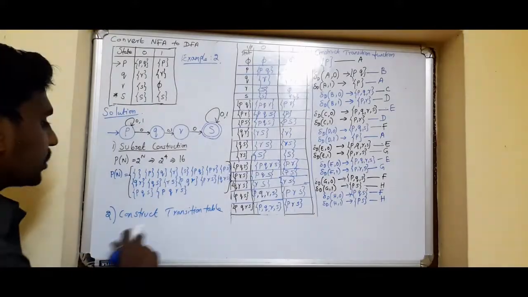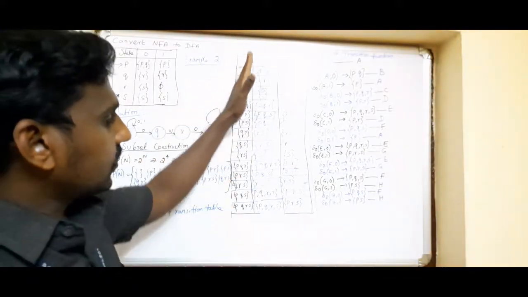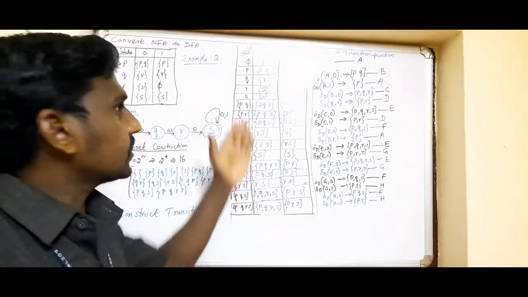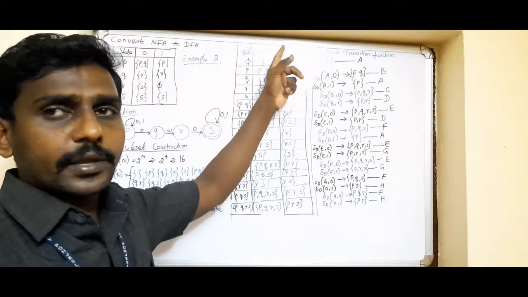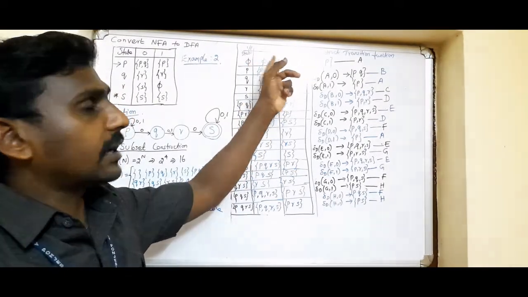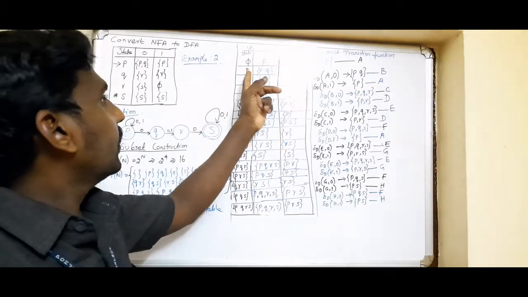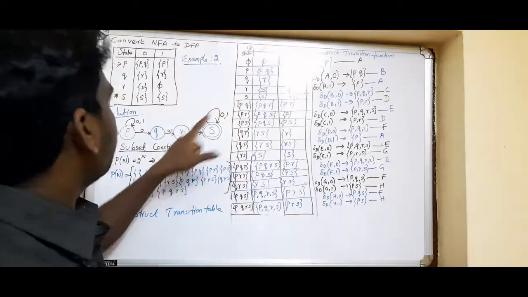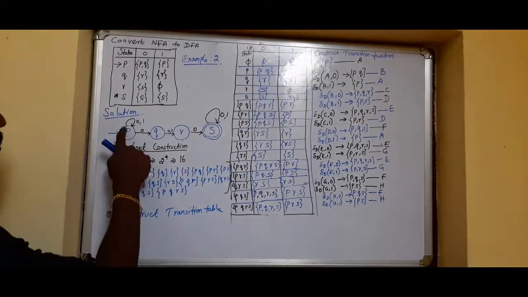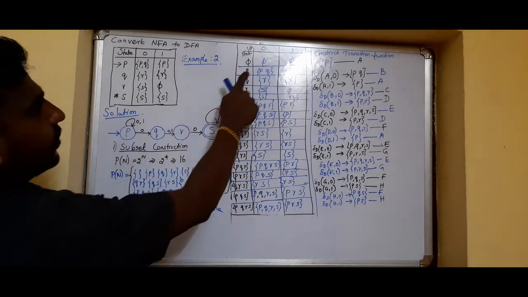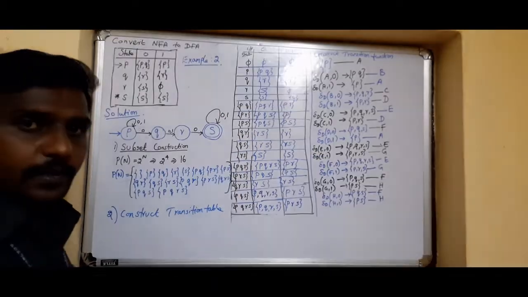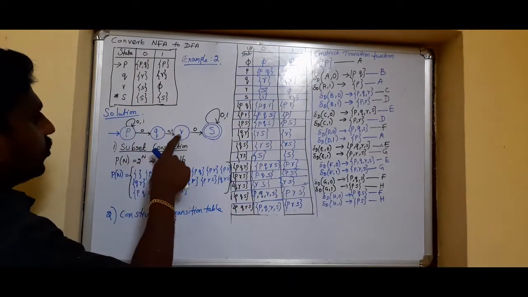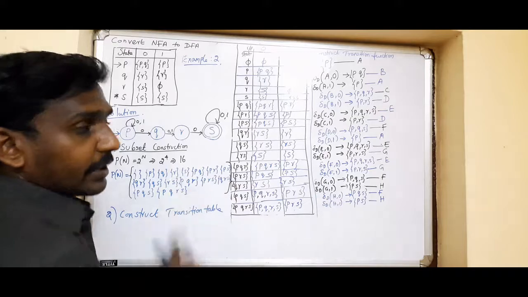Then construction of the transition table. This is a big transition table. Row wise it is the states and column wise it is the inputs. First, the empty set I have to mark as empty, phi. P comma 0 goes to P as well as Q, and P comma 1 goes to P. Clear? And Q comma 0 goes to R, Q comma 1 goes to R. That's what I've written here.